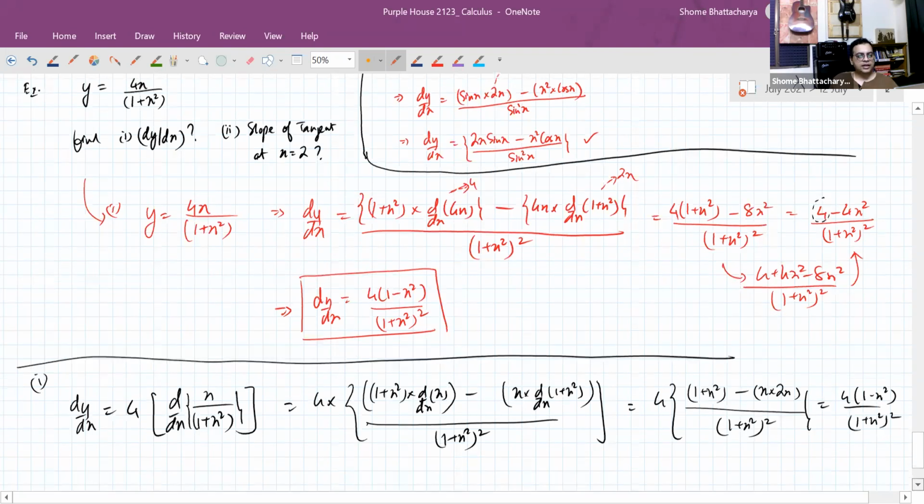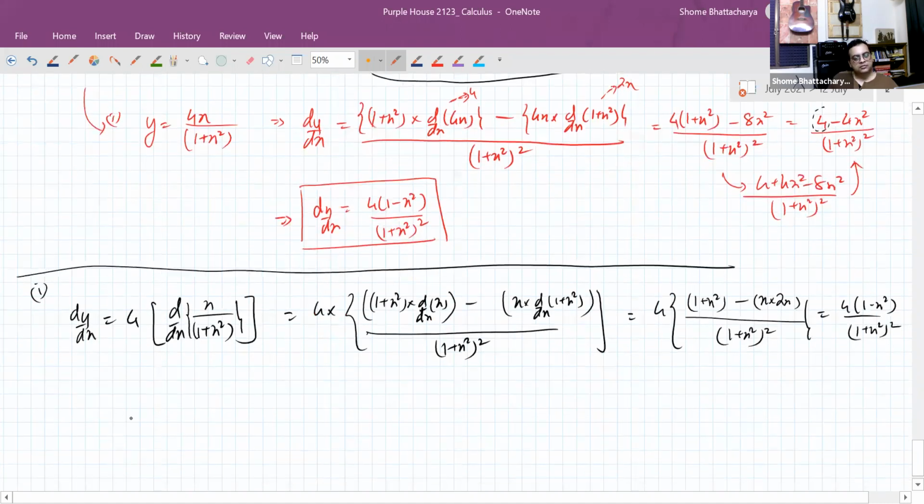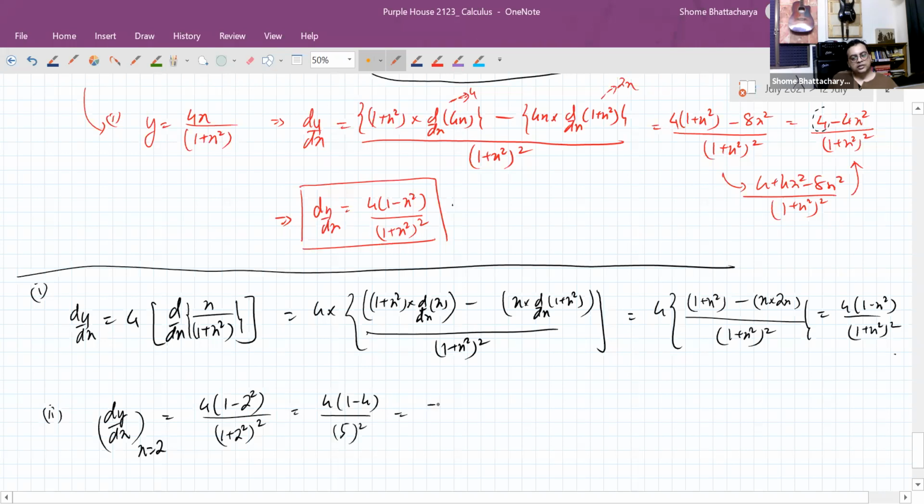Now we have to find the value of dy by dx at the point x equal to 2. So all we have to do is substitute the value of x as 2 here or here. So 4 into 1 minus 4 divided by 5 square. So that's minus 12 by 25. You can also write that as minus 0.48. So that's the slope of the tangent at that particular point, x equal to 2.